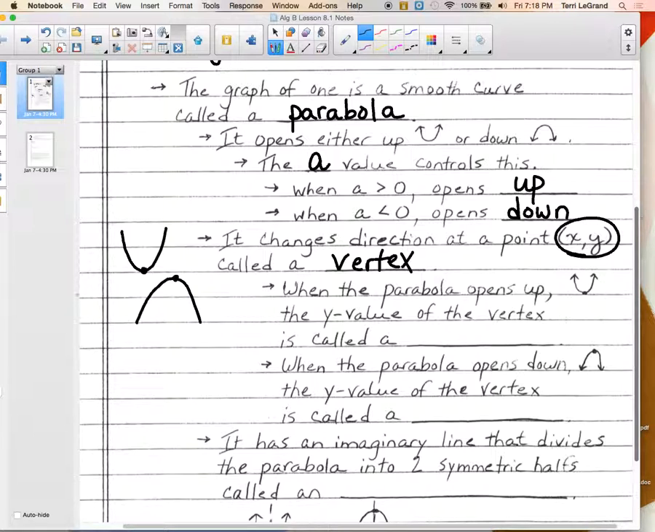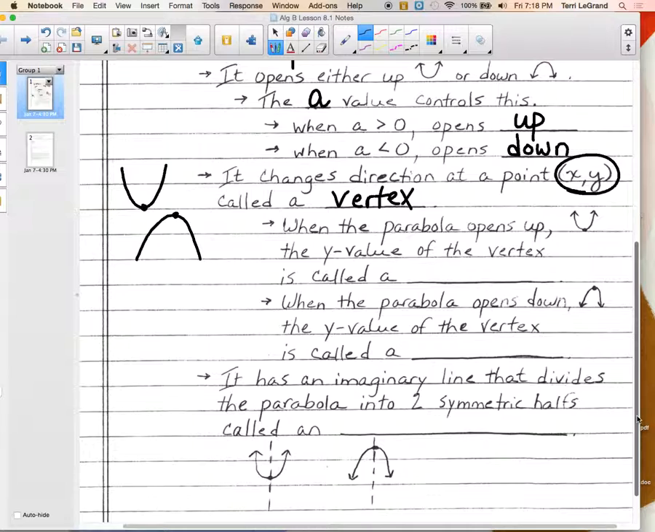So when the parabola opens up, notice I have a picture of it here, we have this ordered pair here. Remember, it's got an x and it's got a y. That y value is the lowest y value of all the points on that curve, so we call it a minimum.